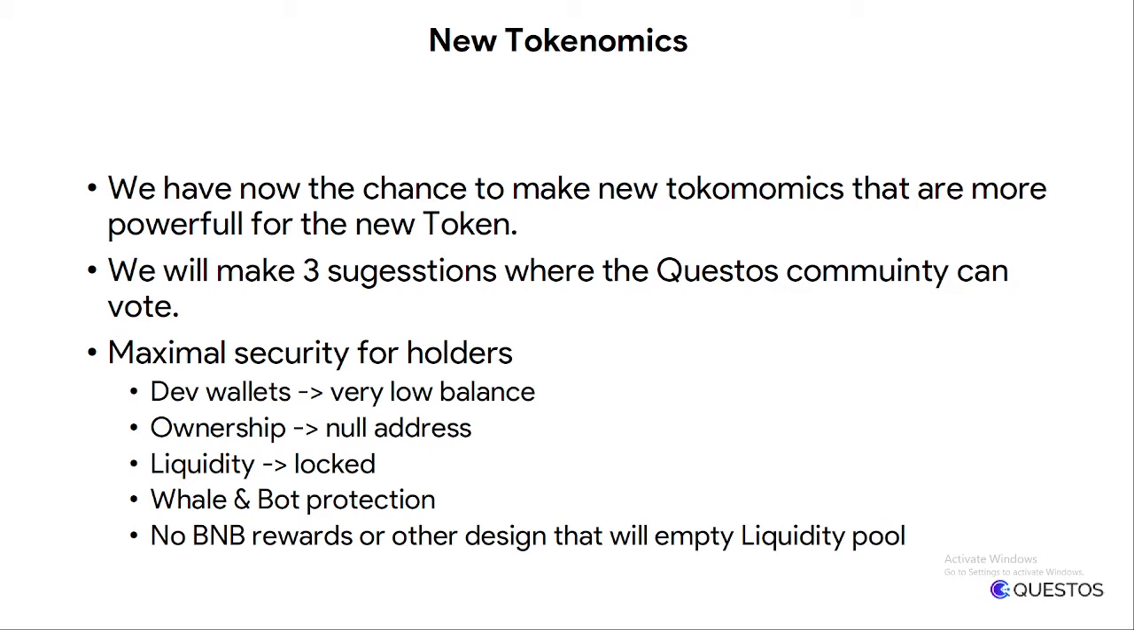People who now looked for the token and just saw what we made, we just changed the name, and we will also change the contract, so that the features will work, the total supply will be different, and to fix and address all the problems. But now we will have the one-time chance to make new tokenomics that are more powerful for our token. For this, we plan to make 3 suggestions where the Questos community can vote which type they want to have, and we can bring maximal security for holders.